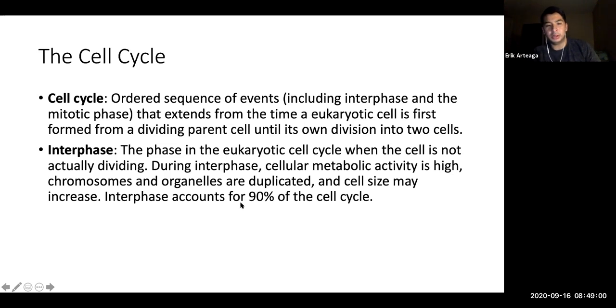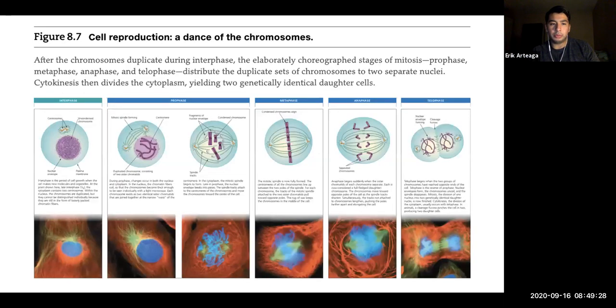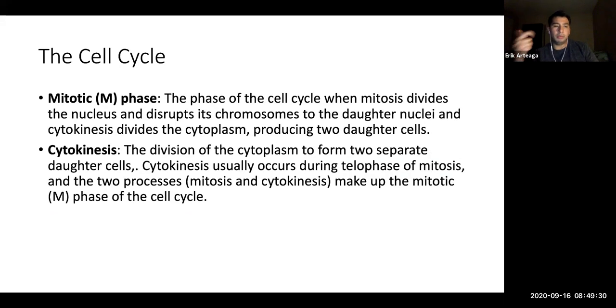Okay, so the mitotic phase, or the M phase, is the phase of the cell cycle when mitosis divides the nucleus and distributes its chromosomes to the daughter nuclei, and cytokinesis divides the cytoplasm, producing two daughter cells, okay? So we'll talk about M phase, and we'll talk about the various components in it. So this is referring to mitosis. So you have prophase, metaphase, anaphase, telophase, and cytokinesis, right?